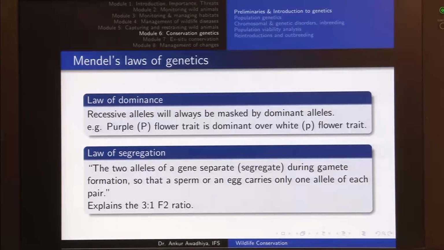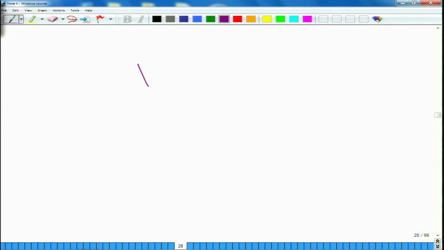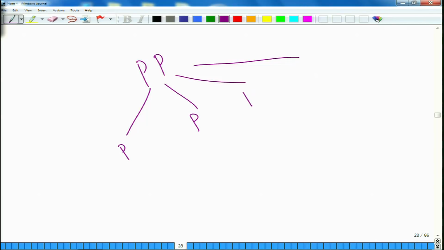What it says is that suppose you have a parent that is capital P and this parent is giving out sperms. Each of these sperms would be having a capital P, but if everything goes well, if there is no abnormality, we will not be having a sperm that has two copies of this capital P or a sperm that does not have any copy of this allele. So this is the law of segregation.